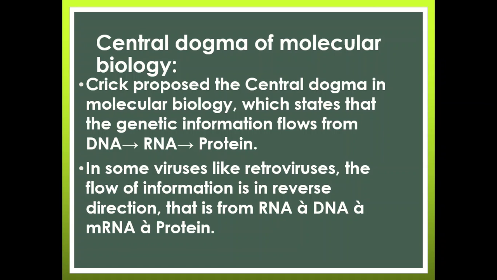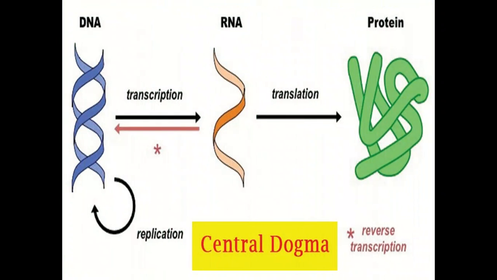So here is the flow of information from DNA to RNA and from RNA to proteins. This is the central dogma of molecular biology. So it is shown over here. From DNA, by the process of transcription, RNA is formed, and if DNA is formed from DNA, that is replication, and if from RNA there is a synthesis of protein, it is called translation.